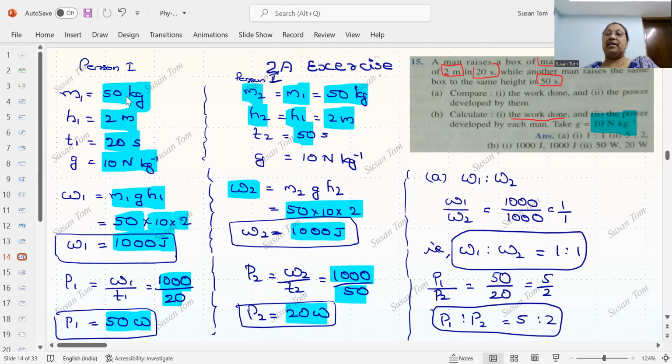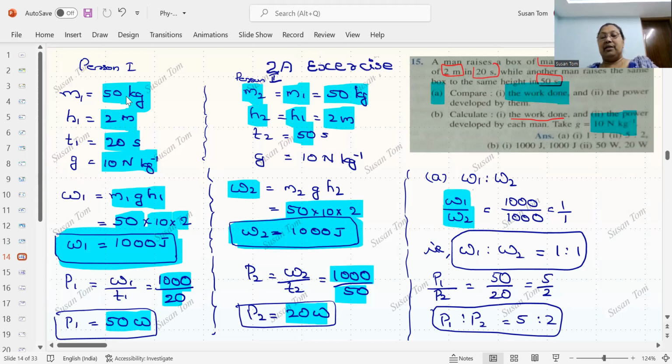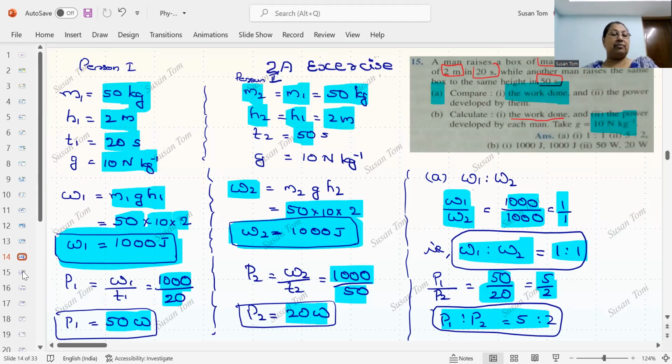Now coming to the question, compare the work done, W1 ratio W2. Take W1 is 1000 joules, W2 is again 1000 joules. So W1 by W2 equal to 1000 by 1000, 1 by 1, which is 1:1. Power, 50 by 20, which is 5 by 2. So the ratio is 5:2.